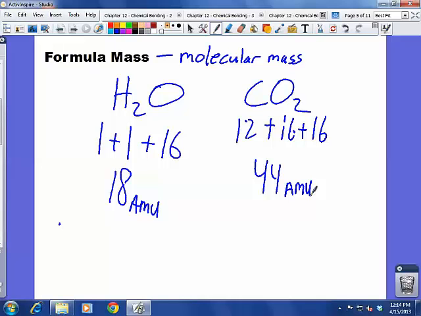Now, this brings us also to our next little law, next concept here. Okay? When I have water, or when I have carbon dioxide, I'm always going to have the same ratio of hydrogen to oxygen. I'm always going to have this 2-to-1 ratio for water. I'm always going to have this 1-to-2 ratio for carbon dioxide. If I don't, I have a different molecule. All right? What do we call that law?